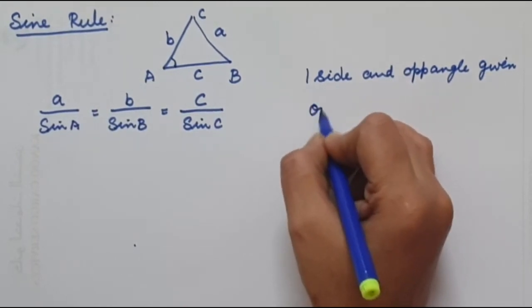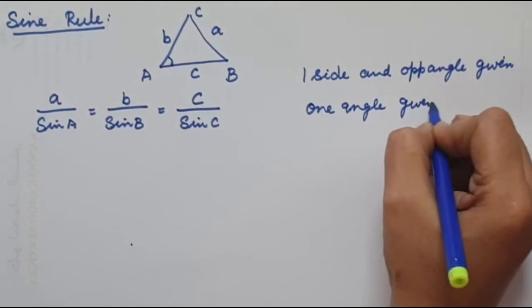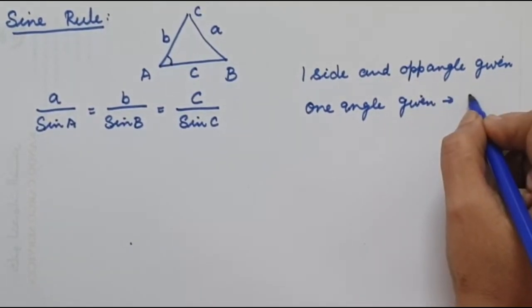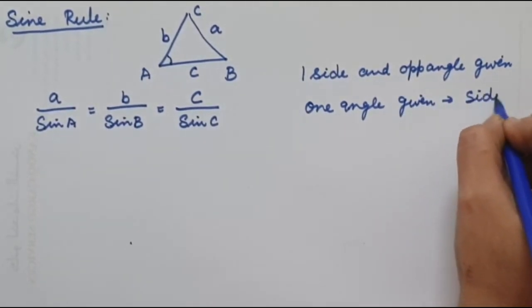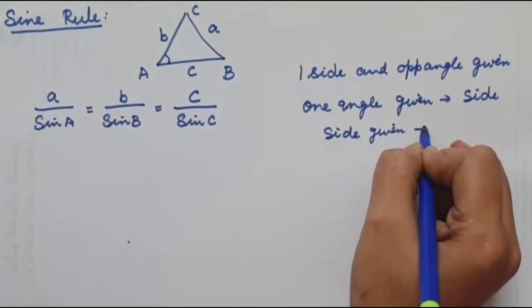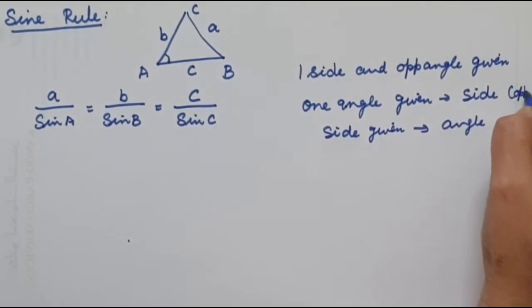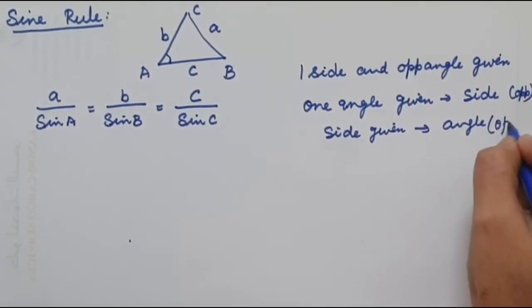That is, when one angle is given, you can find the side opposite to the angle. Or side given, we can find the angle which is opposite. Here also it has to be the opposite.